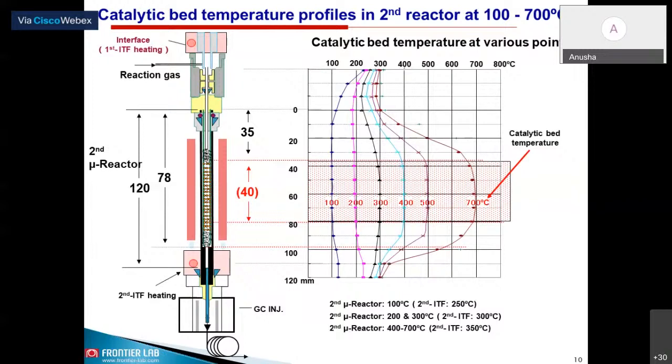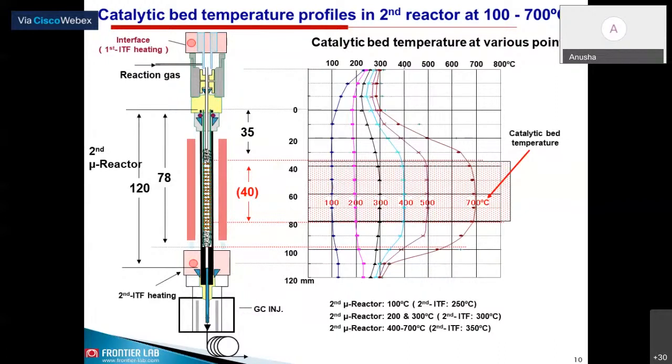As I already told you in the previous slide, the catalyst bed lies mainly within this 40 mm length. That is the position where the temperature variation takes place. It's like plus or minus 0.1 degrees, it's not much, and the maximum deviation observed at 400 is only about 3 degrees. So it can be easily calibrated using an external temperature sensor inserted into the center of the reactor, and you can very easily calibrate your temperature. This is also not such a hectic process.